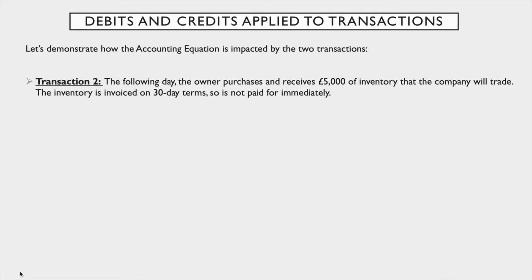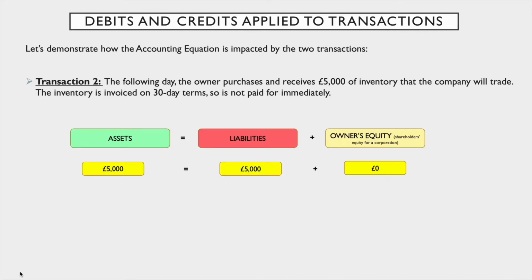So going on to transaction two. The following day, the owner purchased and received £5,000 of inventory that the company will trade. The inventory is purchased on credit terms, so there's no cash impact immediately. The cash impact will happen at some point in the future, in 30 days' time. You recall this was a transaction we went through before. In this case, £5,000 of inventory is to be recognised, and because we have an obligation to pay that amount in 30 days' time, the business has to recognise a liability.